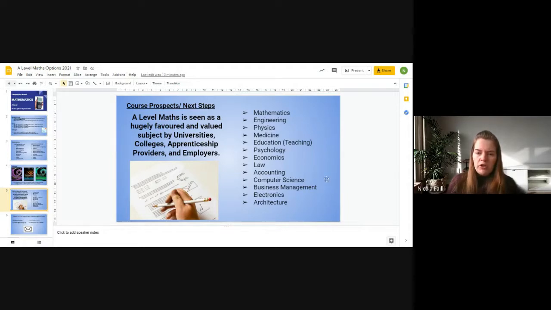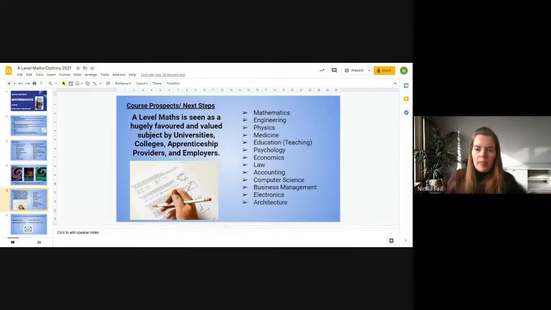Generally, these degrees at university require or strongly favour having A-level maths as one of your A-levels. There are other degrees as well which require A-level maths, but these are some of the common ones. Obviously, a degree in maths. There's many different sorts of engineering, electrical engineering, mechanical engineering, software engineering, quite an extensive list of engineering degrees, all often require A-level maths. Physics, again, you're going to need A-level maths to access a physics degree.